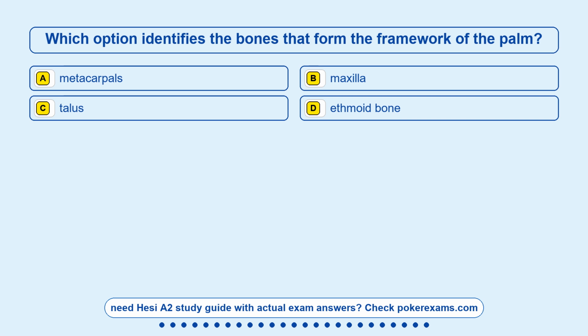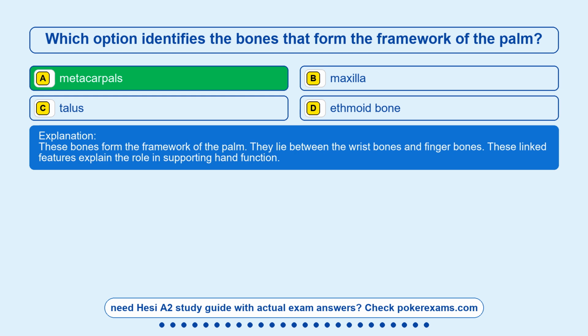Question 8. Which option identifies the bones that form the framework of the palm? Option A, metacarpals. Option B, maxilla. Option C, talus. Option D, ethmoid bone. The correct answer is option A, metacarpals.